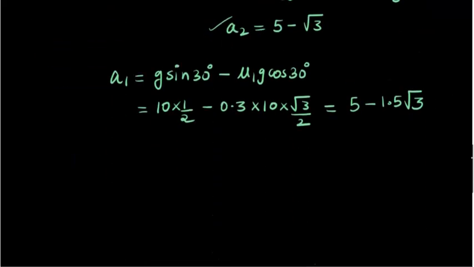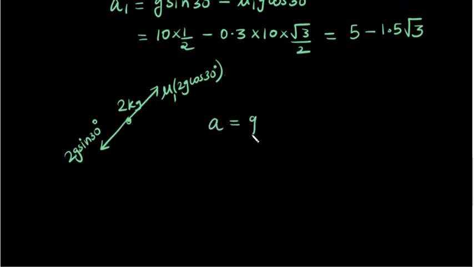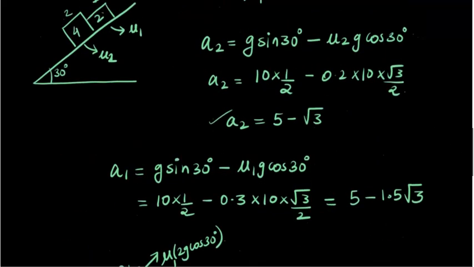So here, let's do that again. So this is the 2 kg block, and down the incline this is 2g sine 30, and the frictional force is in the opposite direction, mu1 into 2g cos 30. So the acceleration will be g sine 30 minus mu1 g cos 30. Actually there will be no 2 here. Same thing we have got from here.